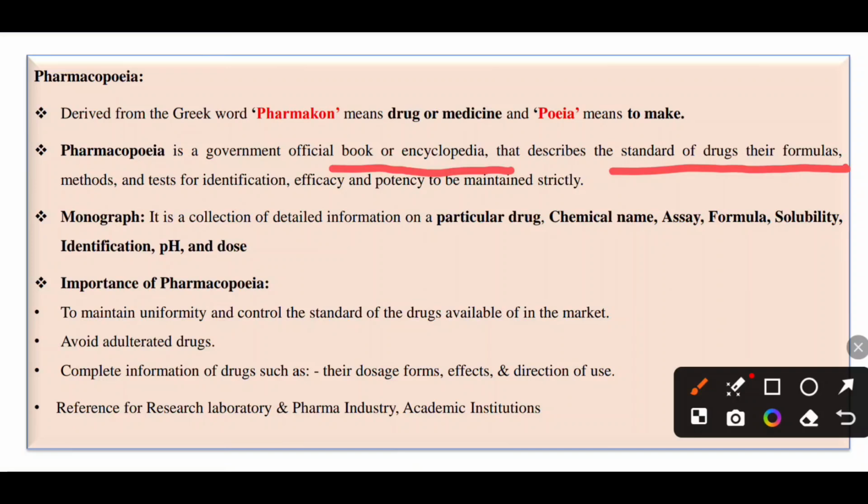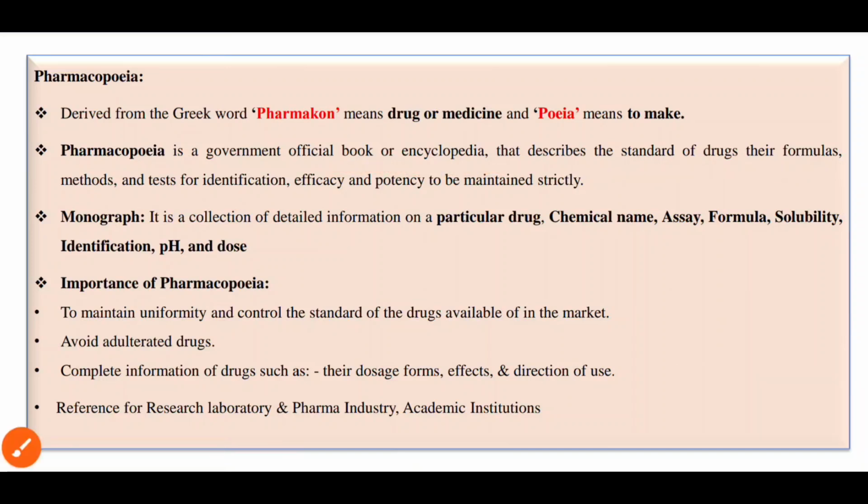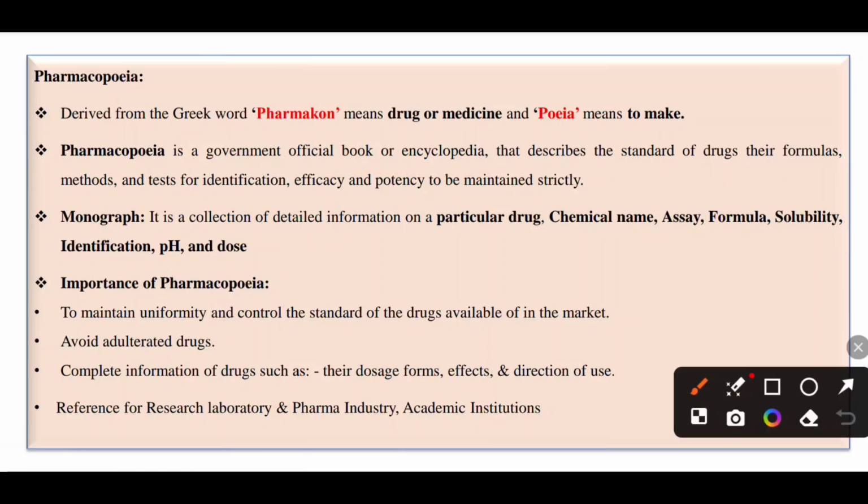Clear? And the next one is the monograph. What do you mean by monograph? A monograph is a collection of detailed information on a particular drug. In the pharmacopoeia, you collect the information regarding all the drugs. That pharmacopoeia part I already discussed in another video, so please go through that video. Next is the importance of the pharmacopoeia.